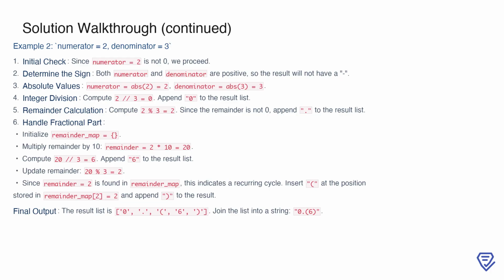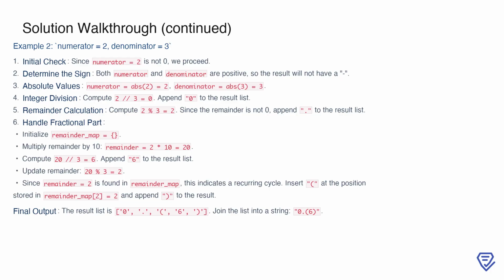Now, let's analyze the case where the numerator is 2 and the denominator is 3. Again, we start by confirming that the numerator is not 0, so we move forward. Both numbers are positive, so the result will not include a negative sign. Taking their absolute values, the numerator remains 2, and the denominator remains 3. Performing integer division, 2 divided by 3 gives 0, which is added to the result list. The remainder is calculated as 2 modulo 3, resulting in 2. Since the remainder isn't 0, we add a decimal point to the result list.